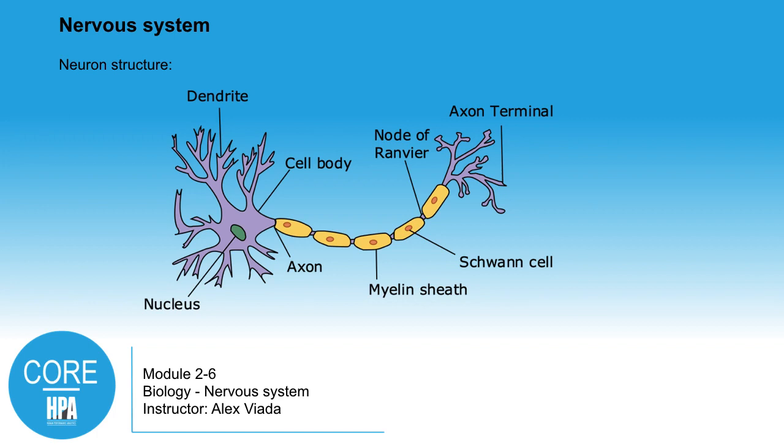Another important thing to look at here is the node of Ranvier. Those are located in between every single Schwann cell and represent these sort of, I don't want to say dead zones, let's say exposed zones in the axon between every single Schwann cell. So those are important parts to take in right now, because what we're going to talk about is the difference between myelinated neurons and non-myelinated neurons. All right, so this is what a neuron looks like. So how does it actually transmit a signal?